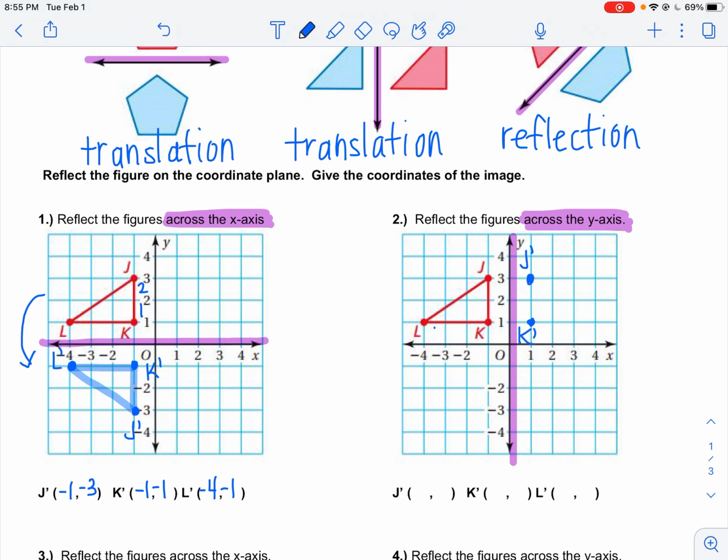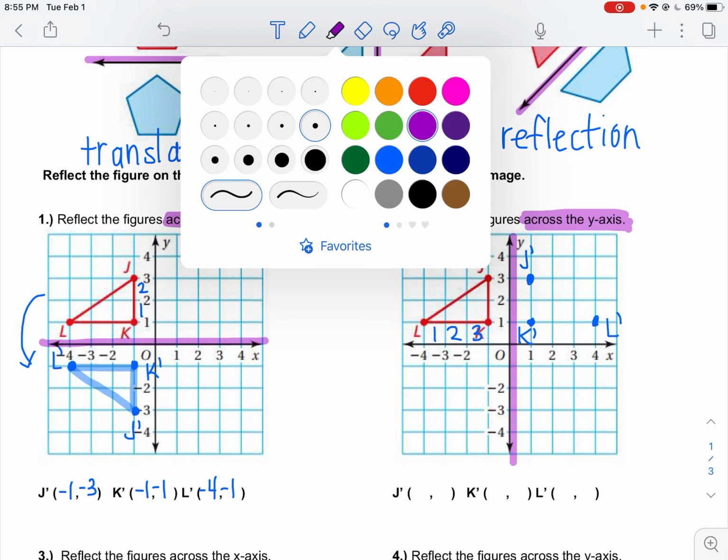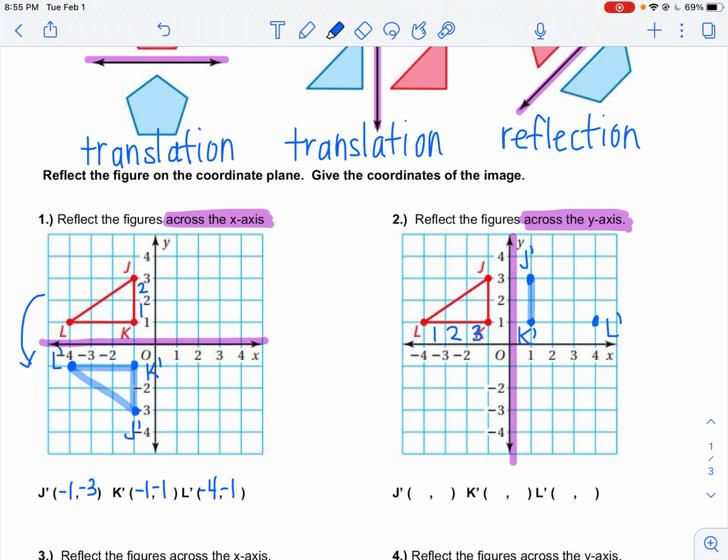And then I can see that L and K are 3 coordinate plane spaces away from each other. So I'm going to go 3 over, place my dot and call that L prime, and then go back and connect all 3 to make the right triangle. And now I can simply label my points. So J prime is 1, 3. K prime is 1, 1, and L prime is 4, 1.